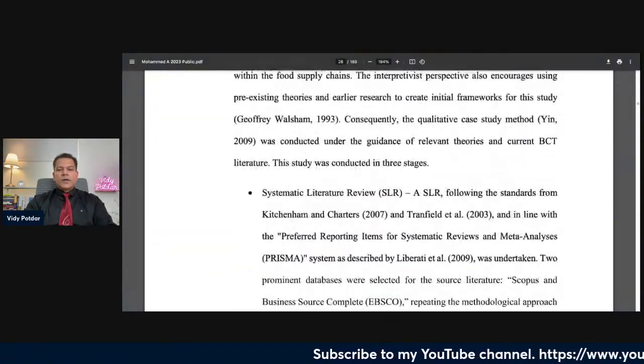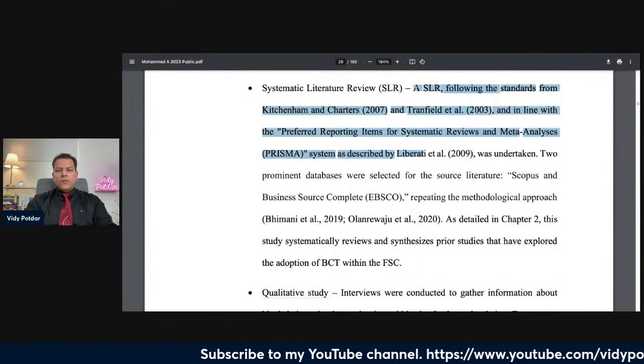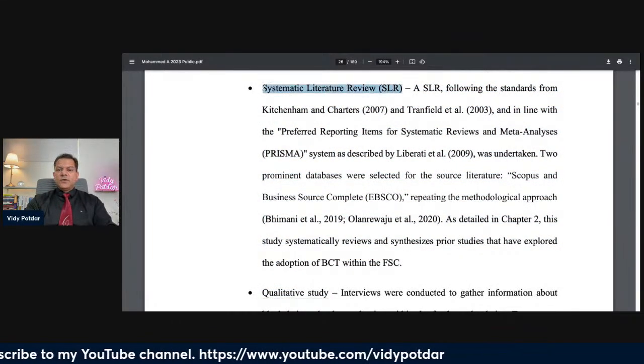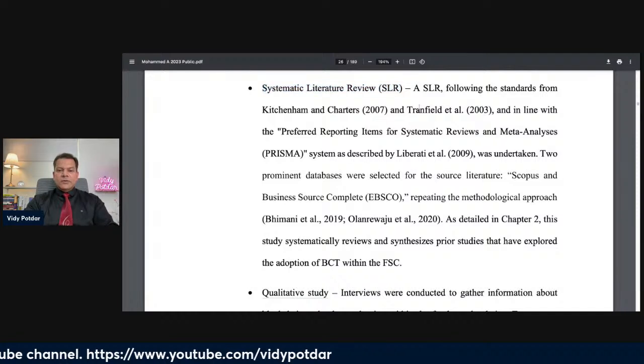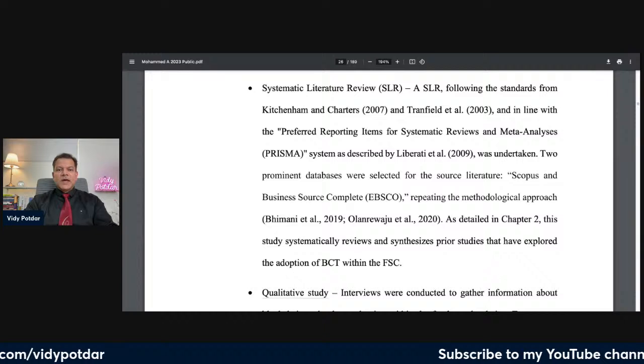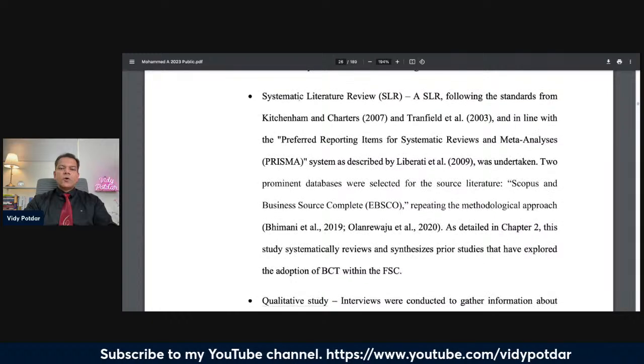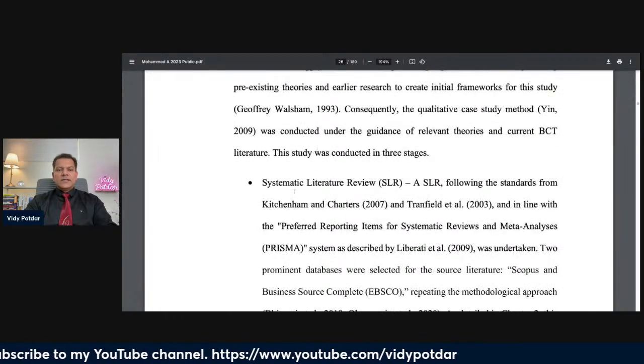So if I want to know, okay, what exactly did they do? You know, for example, in a systematic literature review, what were the keywords that they used? Where did they search, which databases did they search? How many results they got? How did they screen the relevant publications and so on? Then I can go to the chapter where this is covered.